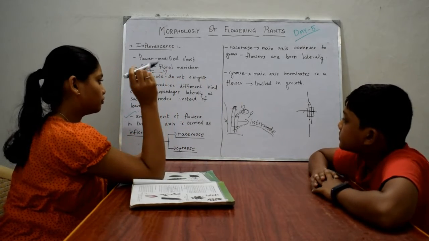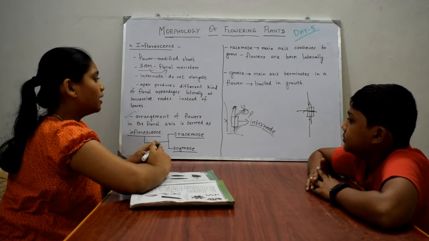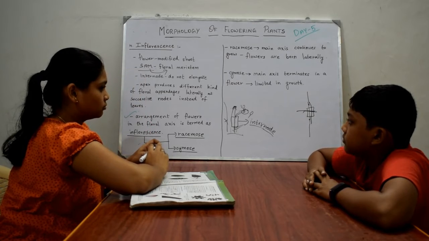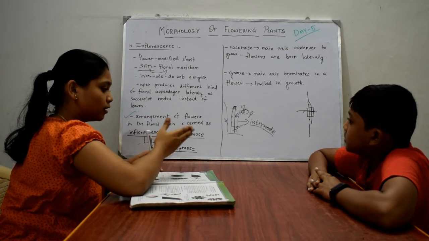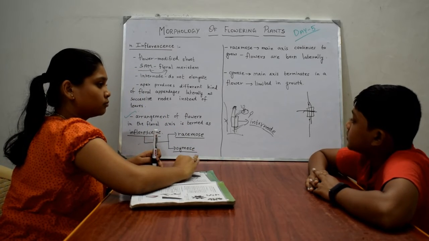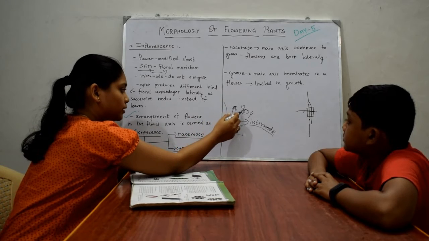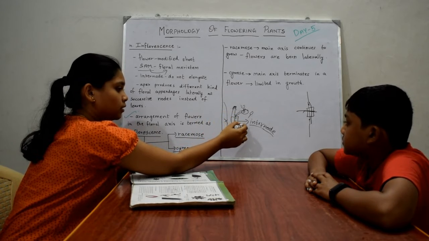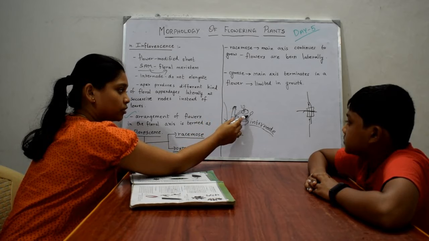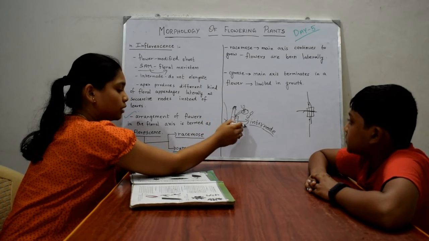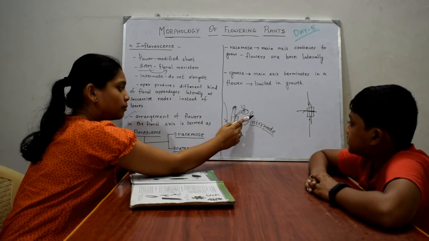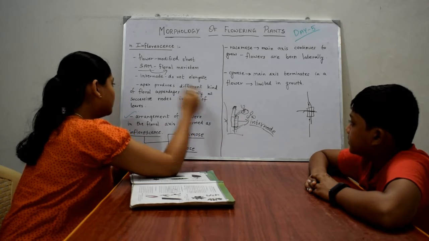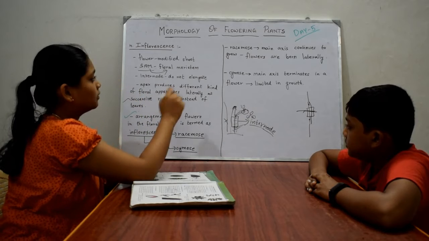They produce different kinds of floral appendages laterally at successive nodes instead of leaves. Successive nodes are continuous nodes. The nodes followed by these nodes also produce flowers or buds, floral appendages without leaves. So instead of producing a leaf at the tip, they produce flowers.